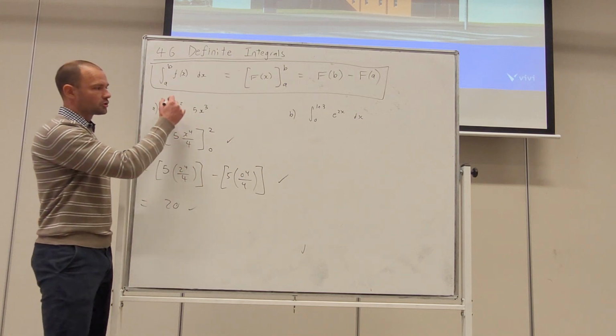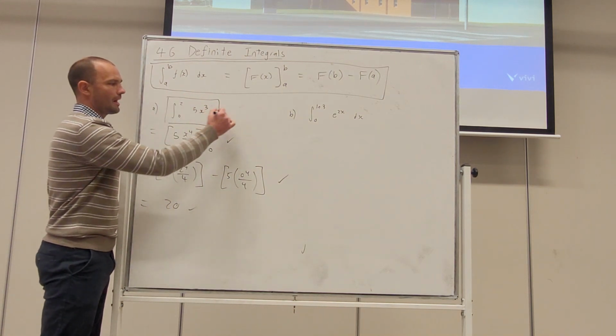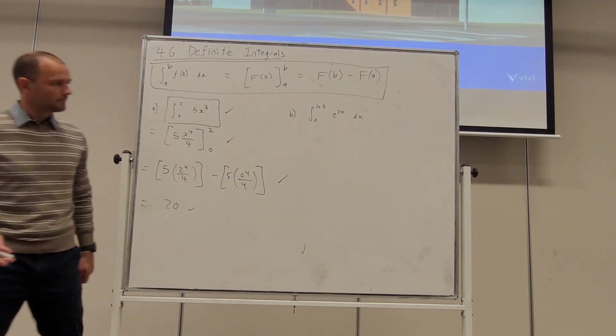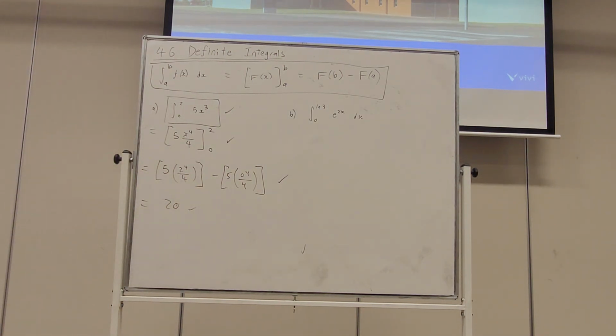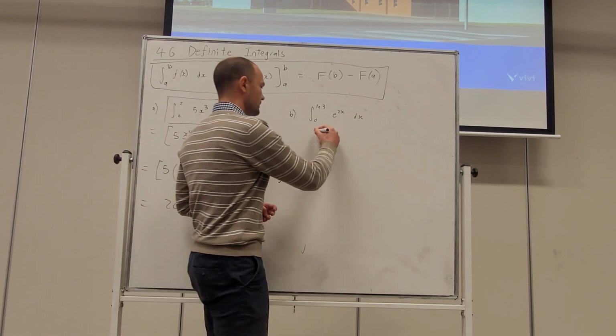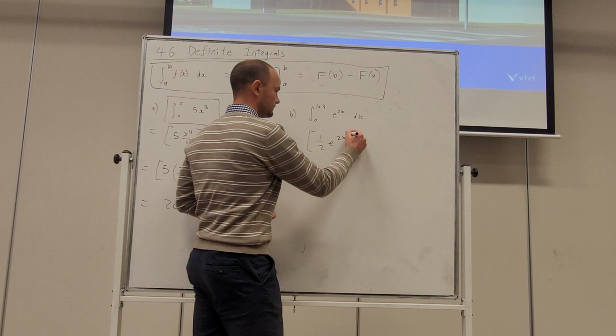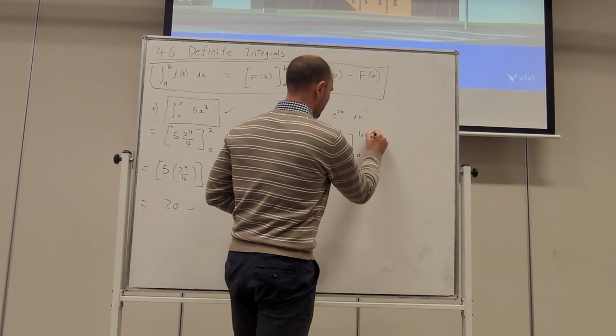Now, in a moment, I'm going to show you some syntax for which we can just type that straight into our calculator and confirm that this is the answer. Okay, we'll get into our second example here. Applying the same rules, the integral of e to the 2x is half e to the 2x from 0 to ln3.